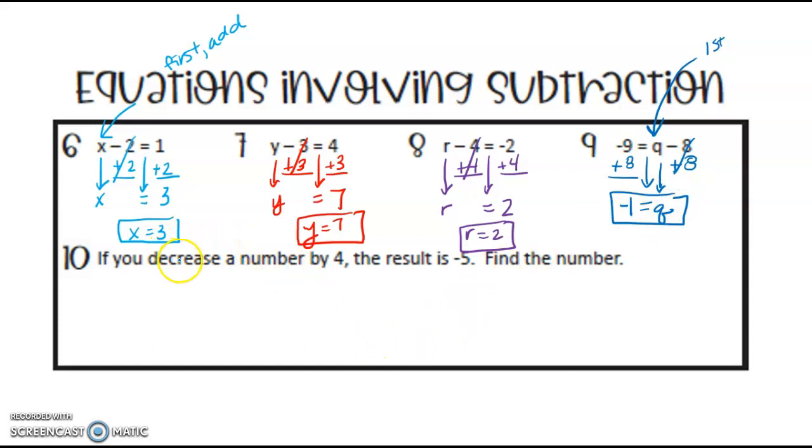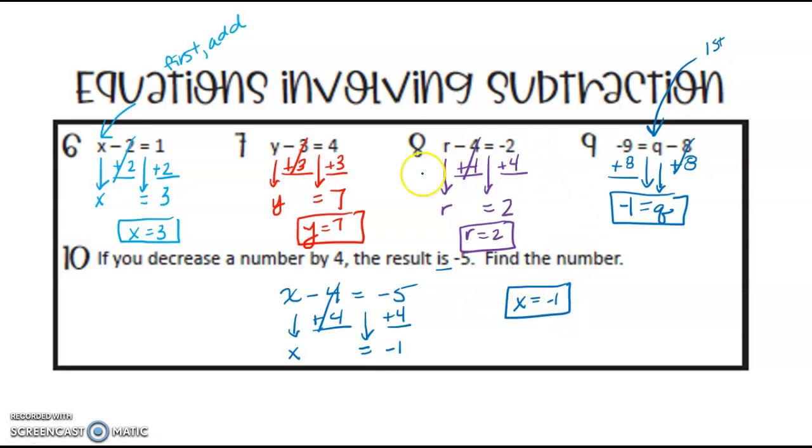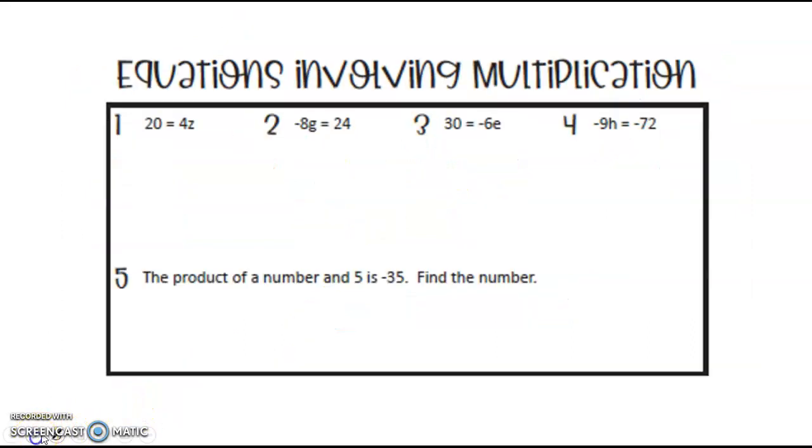All right, let's see. If you decrease a number by 4, so x minus 4 is equal to negative 5, again, it's the same thing. I add 4, my x comes down, this goes away, equals comes down. We're going to add 4 to this side as well, and I get negative 1. So x is equal to negative 1. It's not showing me the one where the variable is second. I'll have to see if I can find an example.